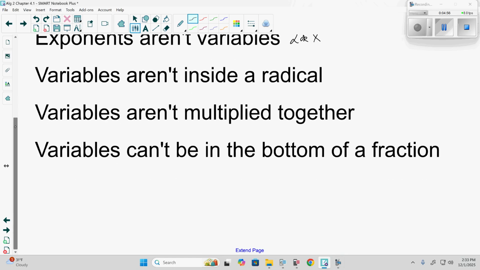The next one: variables aren't inside of a radical. We can't have the square root of x. We can't have the cube root of x. We cannot have a variable inside of a radical. Square roots, cube roots, fourth roots, all of those are just different types of radicals.